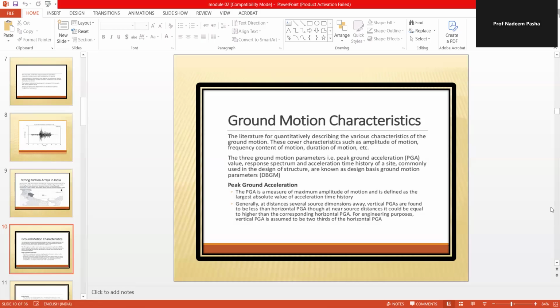Peak ground acceleration. So how will you define peak ground acceleration? The peak ground acceleration is a measure of maximum amplitude of motion and is defined as the largest absolute value of acceleration time history. Generally, at distances several source dimensions away, vertical PGAs are found to be less than the horizontal PGA, though at near source distance it could be equal to or higher than the corresponding horizontal PGA. For engineering purpose, vertical PGA is assumed to be two-thirds of horizontal PGA.